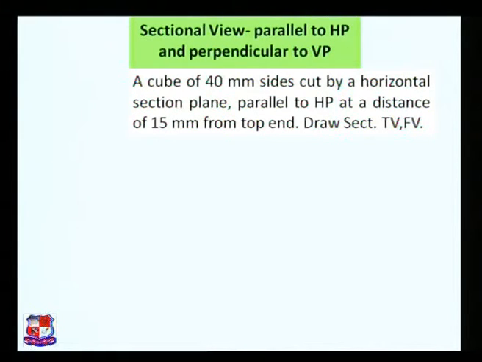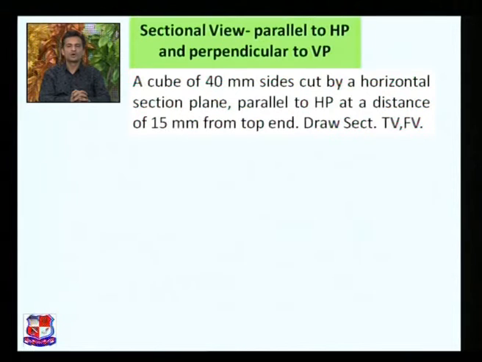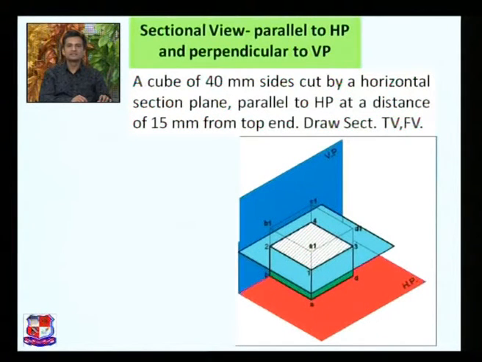The case, here a typical case is discussed. A cube of 40 mm sides is cut by a horizontal section plane perpendicular to HP at a distance of 15 mm from the top end. Draw the sectional top view and front view of this section. So here a cube is given, side length is 40 mm. So first we can draw its front view and top view. That would be a square of side length 40 mm, and this is the case.